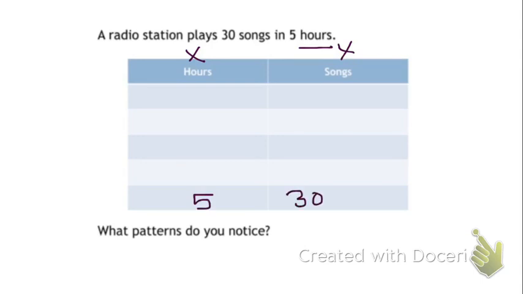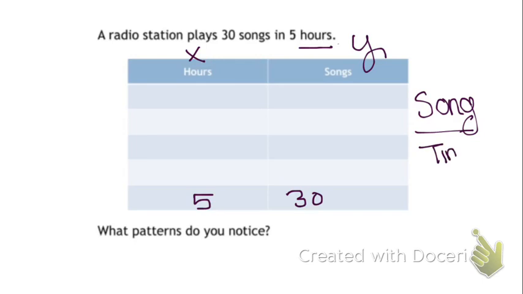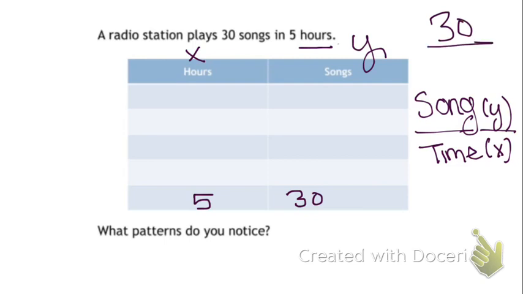Now, given that we know that in 5 hours, we're going to play 30 songs, let's figure out the unit rate. Remember, this is your y variable. So the unit rate is going to be the number of songs divided by the time we've been given. And remember, the number of songs is our y variable, and the time is our x variable. So essentially we're dividing y divided by x, and 30 divided by 5 gives us 6. So 6 is our unit rate.